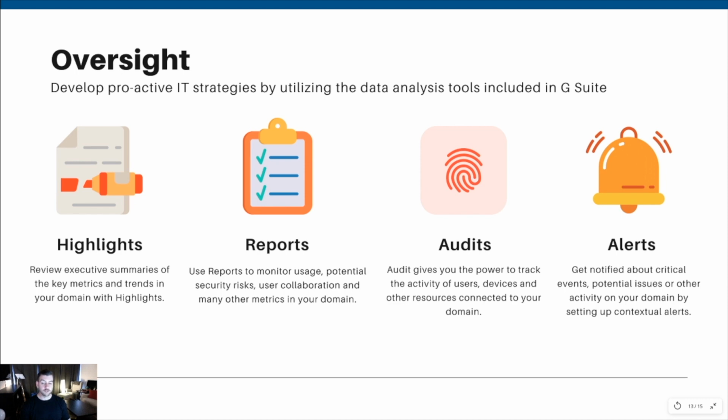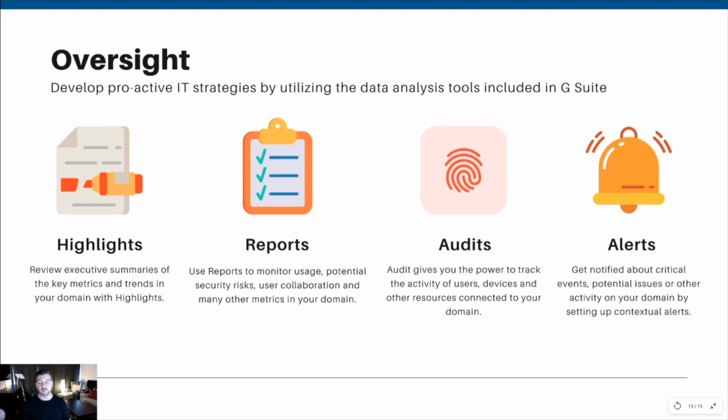In terms of oversight, this is one of our final slides here. Google offers you things called highlights, where you're going to be able to look at the highlights of your organization. That could mean that a great deal of users were using this application, and compared to last month, you sent 10% more emails, or you had 20% new devices added on, or your organization grew 12%, and this kind of stuff. In terms of reports, you're going to be able to monitor usage, potential security risks, user collaboration, and other metrics in the domain.